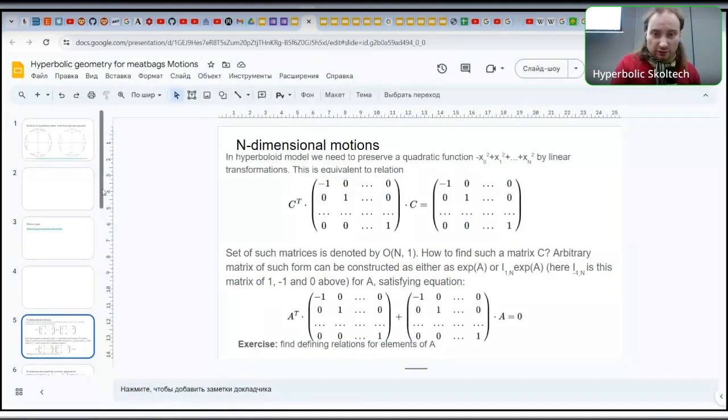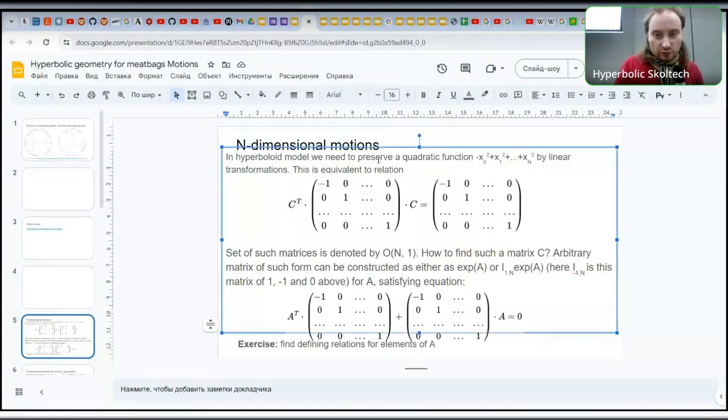So n-dimensional motions. Actually, I told you that it is much easier to define anything on the hyperbolic model and then project to other models. So if you want to define something, you just start from the hyperbolic model and then send your formulas to n dimensions. I said to you that motions of hyperbolic geometry are just linear transformations preserving this quadratic function, linear transformations in n+1 coordinates. And from linear algebra courses, we know that this is equivalent to this matrix relation.